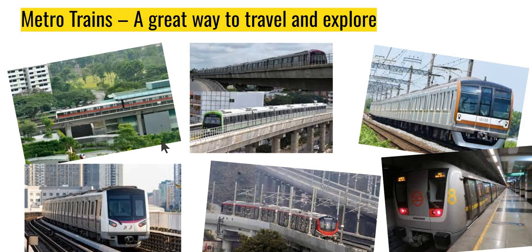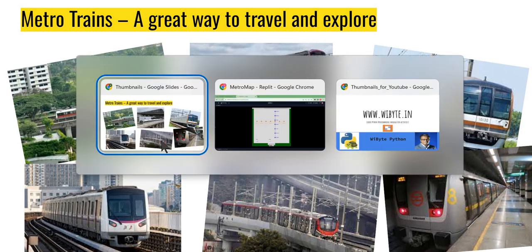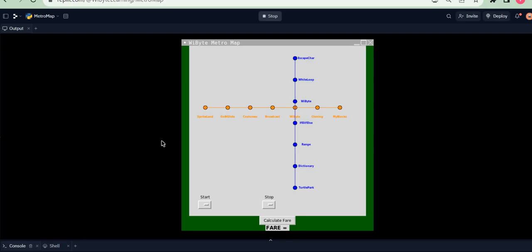Well, the reason we are discussing this is because our next activity in the WiByte Python curriculum is inspired by metro trains. We call this activity Metro Map. Now, in order to visualize this activity, let's imagine you've moved to a new city, in this case, the city of WiByte, and you find out that WiByte city has two metro lines: a green, an orange line, which is the Scratch line, and let's say a blue line, which is the Python line. These two intersect at an interchange called WiByte.